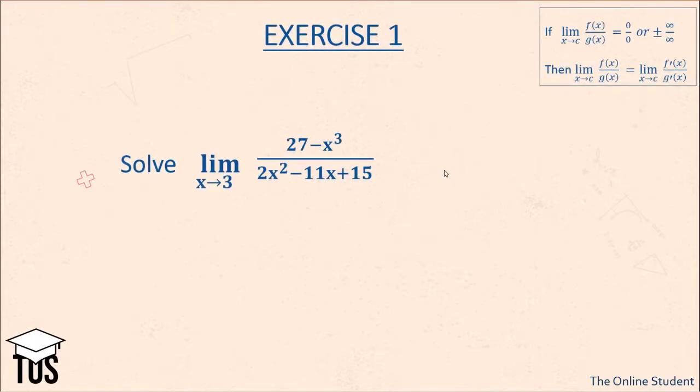Okay, let's have a look at this first exercise. We need to solve this limit as x approaches 3 of 27 minus x to the third power divided by 2x squared minus 11x plus 15.